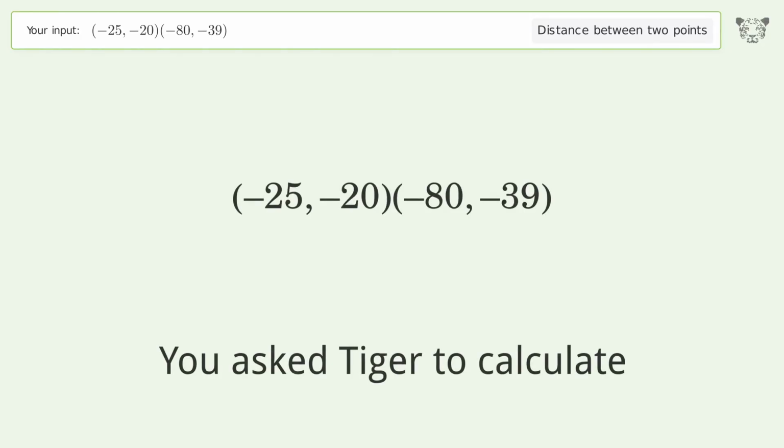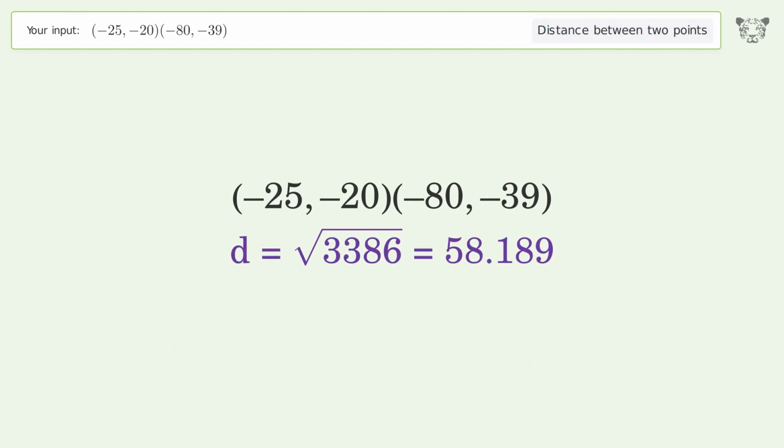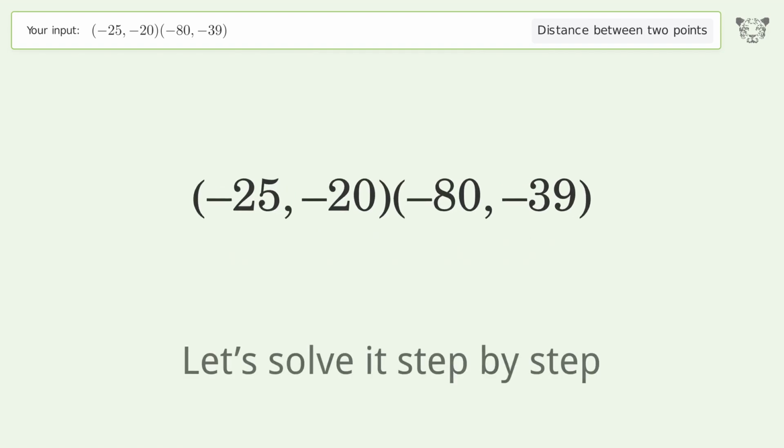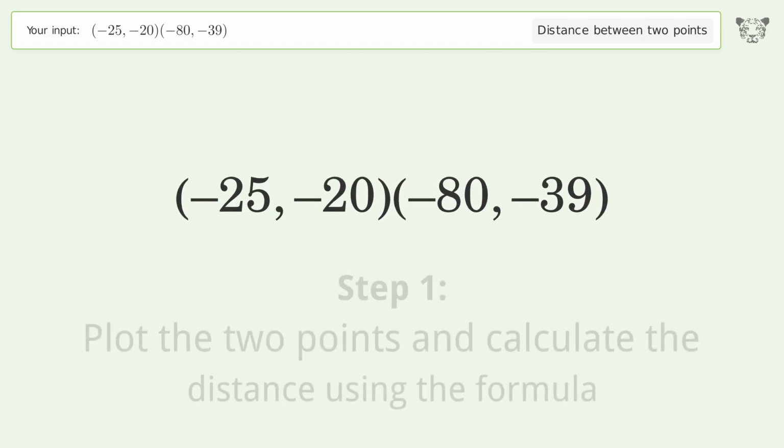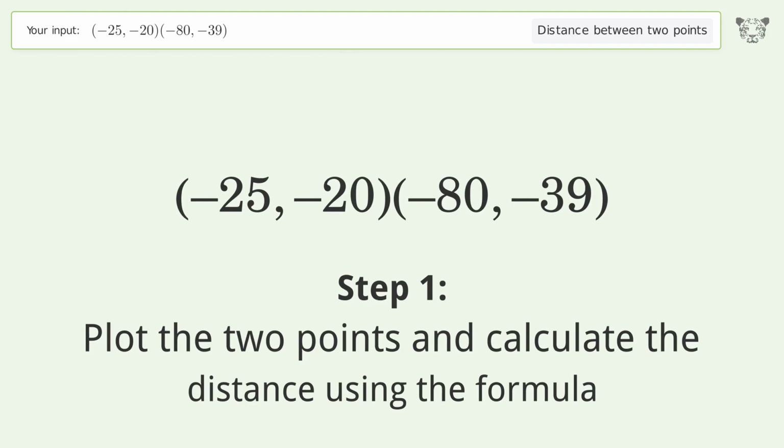You ask Tiger to calculate. This deals with the distance between 2 points. The distance between the 2 points is the square root of 3,386, or 58.189. Let's solve it step by step. Plot the 2 points and calculate the distance using the formula.